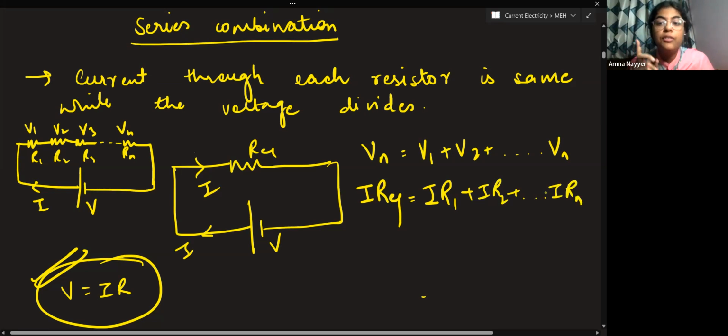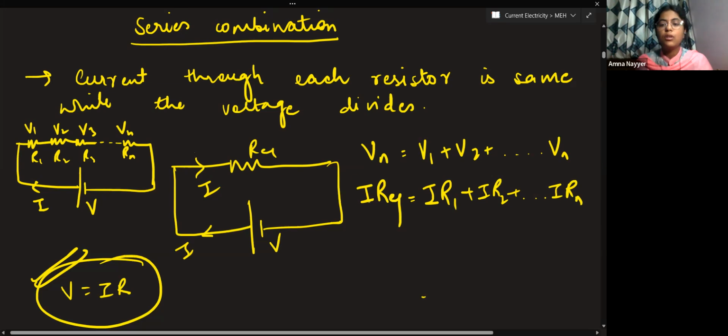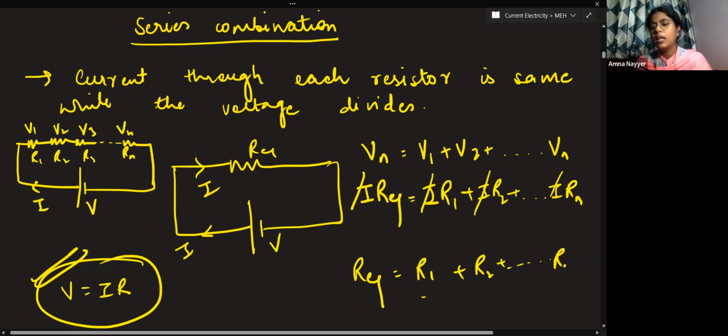Why are we varying the resistors? Because different resistors with different values are connected. Why are we not changing the current? Because the current will not change in a series combination. That's what we have studied. So the current gets cancelled everywhere, and R equivalent becomes R1 plus R2, and so on, plus Rn.